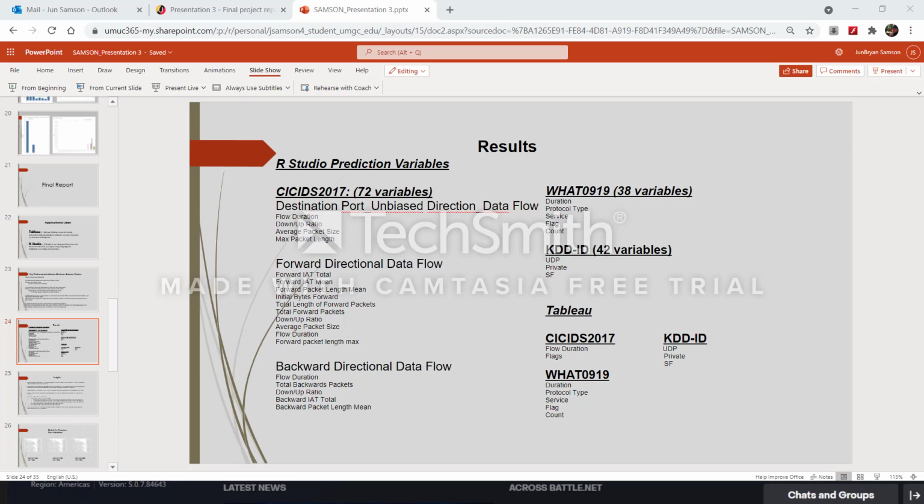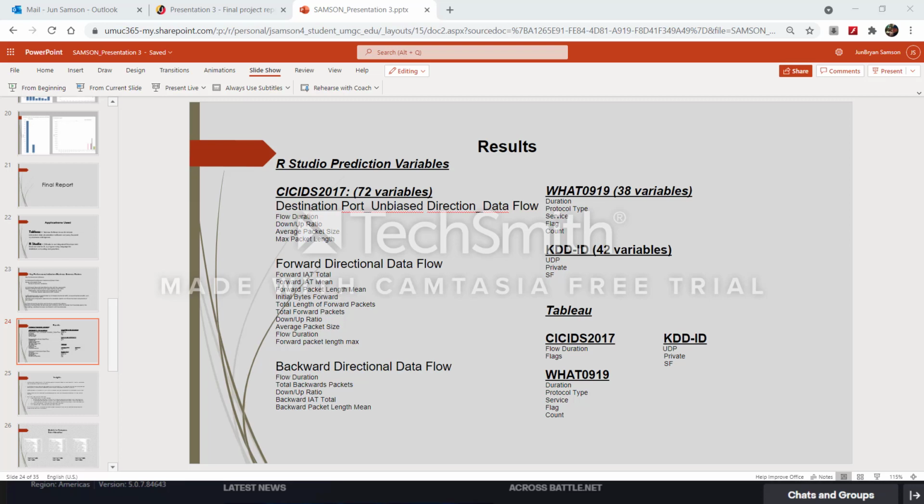As you can see, for the forward directional data flow, there was a total of 10 variables. The backward directional data flow had 5 variables out of the 72 that were outstanding. For the other 2 datasets, the WET0919 and the KDDID, out of 38 variables, 5 stood out, and out of 42 variables, the primary 3 were the UDP, private, and security features.